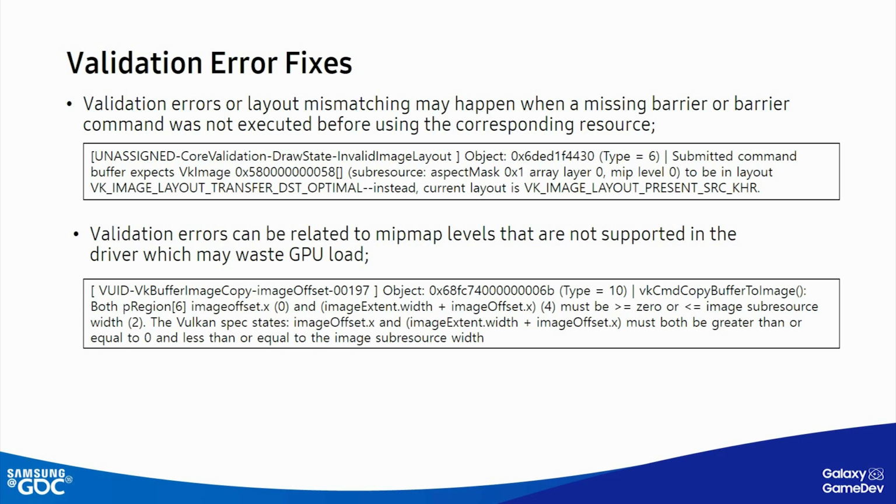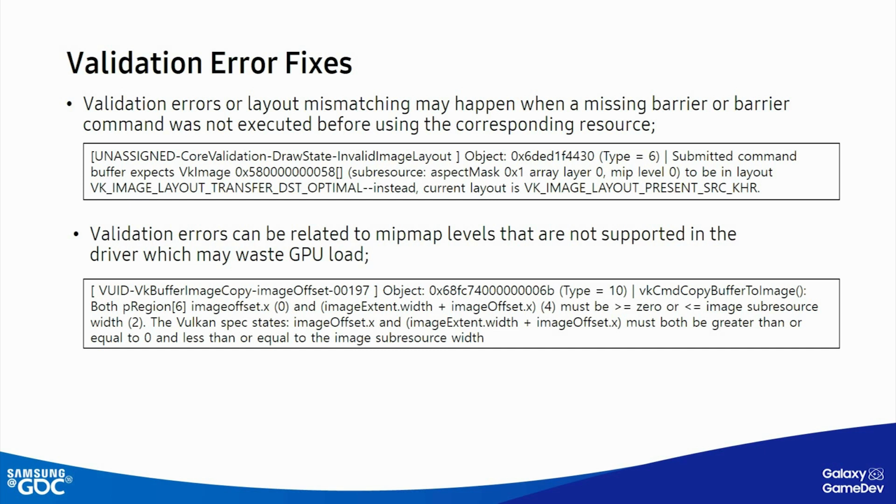Now let's see the main validation errors we faced during Wild Rift support. In this example, the barrier for image clear was in a different command buffer, so the driver cannot guarantee that it will execute before the present, and this can result in undefined behavior. To fix this error, we forced usage of the same command buffer for swap chain images.